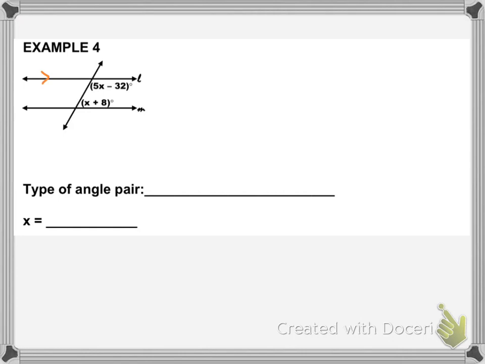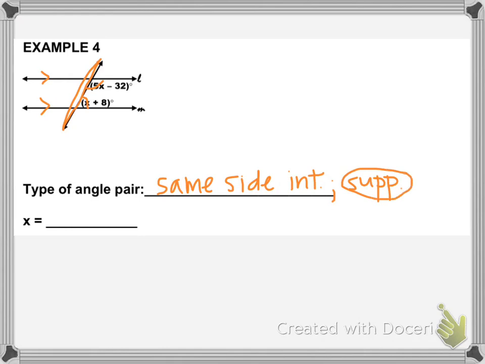All right, example 4, remember lines L and M are parallel. I have an expression now for this guy, and those are both on the interior and they're on the same side of the transversal. So they're going to be same side, interior. And remember all of the same side ones, because they start with S, that means they are supplementary. So that means my two expressions are going to add up to make 180.